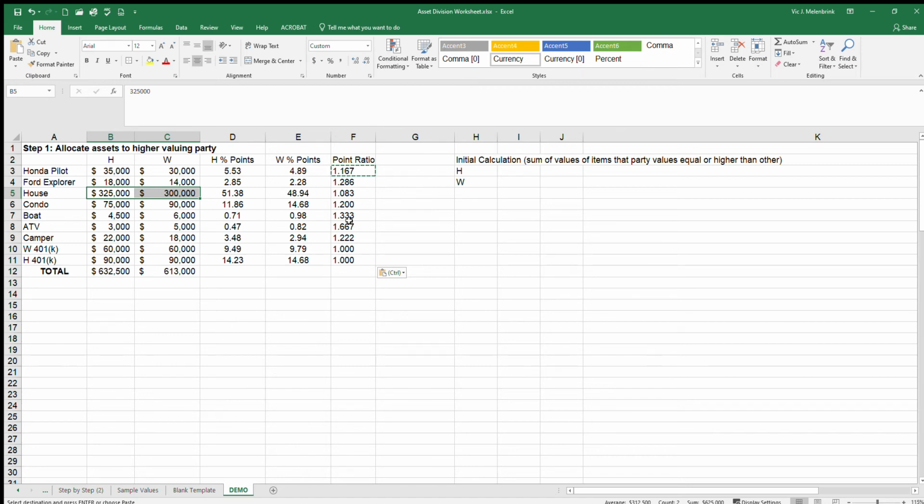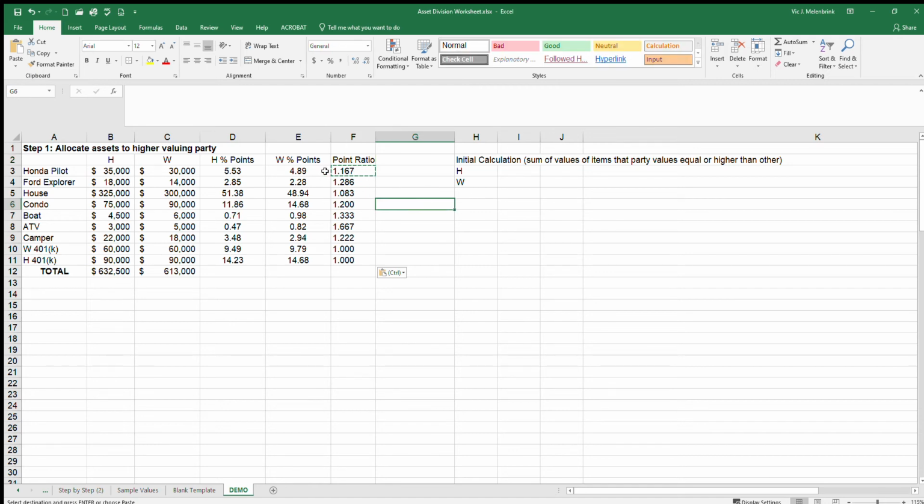Whereas for some of the assets they're farther apart on, like the ATV, 5,000 versus 3,000, that's a pretty big difference. So that point ratio is 1.667. You don't really need to worry too much about that just yet, but I wanted to explain what the point ratio is. It's essentially how far apart are they on the valuation.